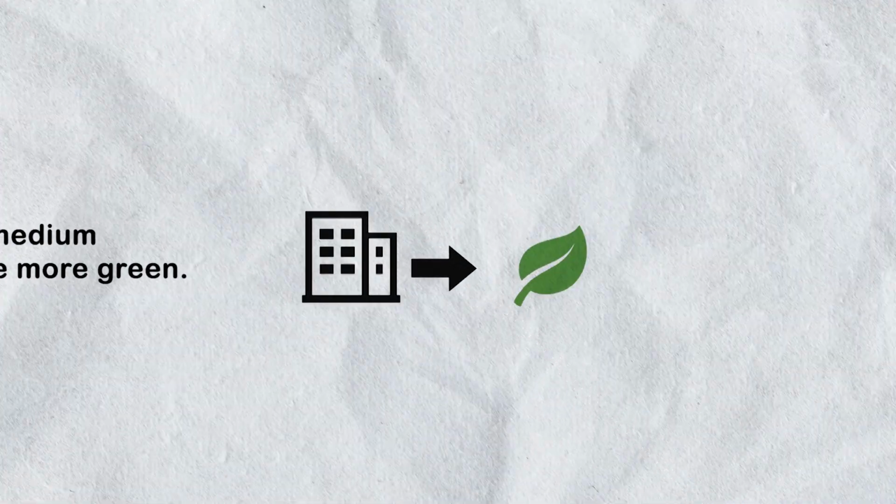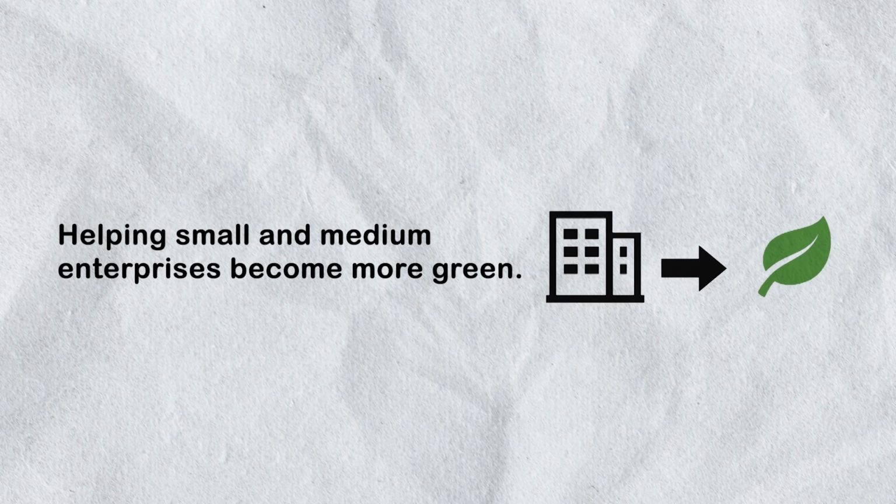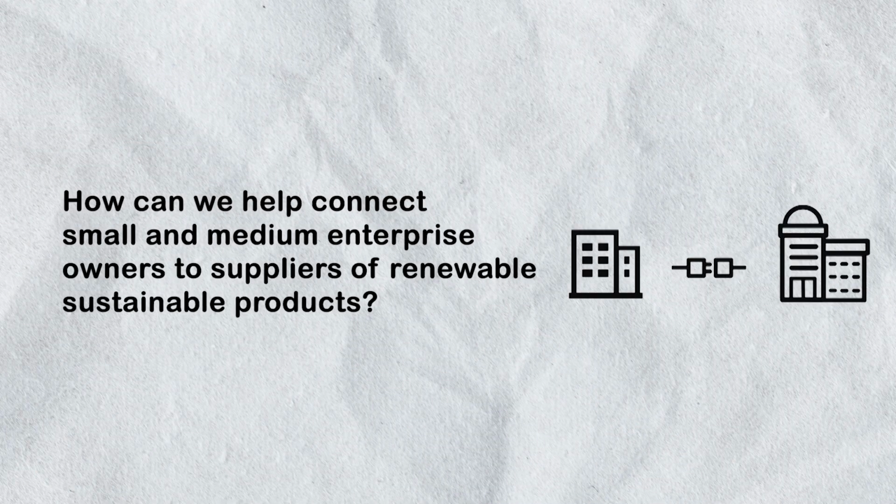I'll give you another example. So in this course in UI UX design that I was teaching, one of the groups that I was mentoring, they were interested in helping small and medium enterprises become more green. And by asking them to really consider the perspective of the end users they're targeting, they were able to come up with a better question, which was, how can we help connect small and medium enterprise owners to suppliers of renewable, sustainable products? Because that's what they actually need. They were trying to find sources of renewable, sustainable products or materials to be able to help their businesses better.